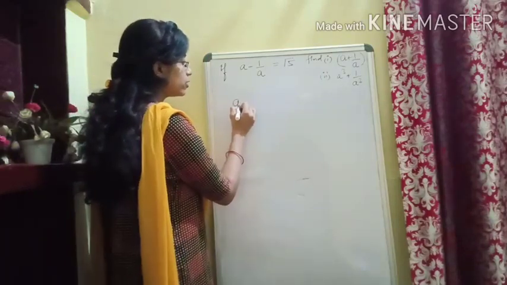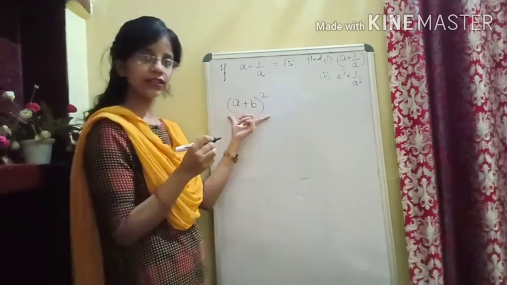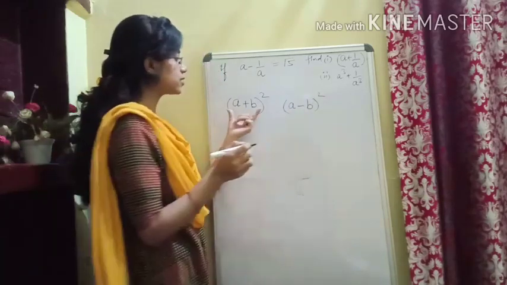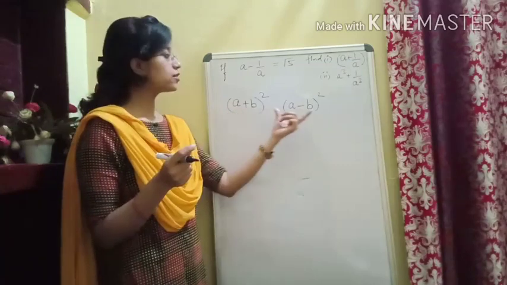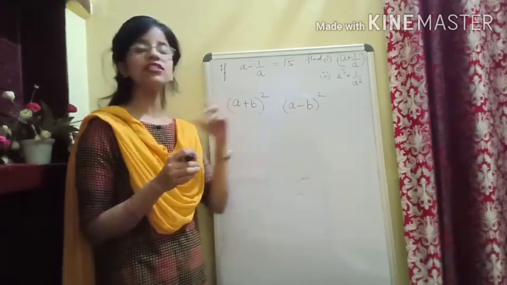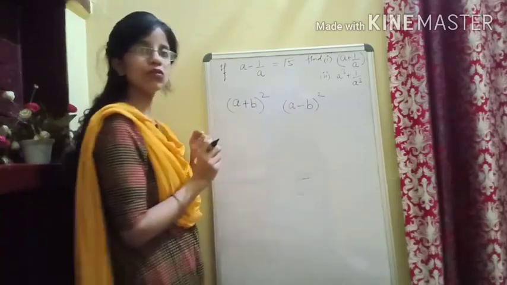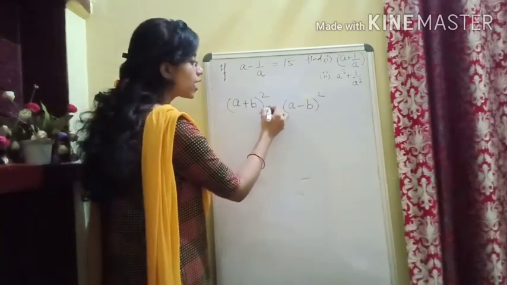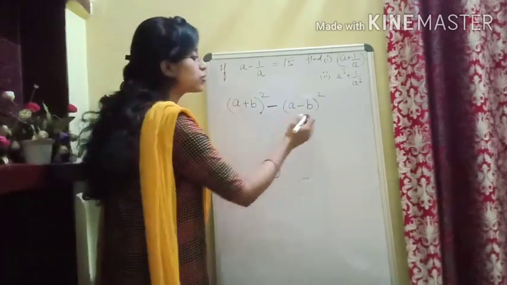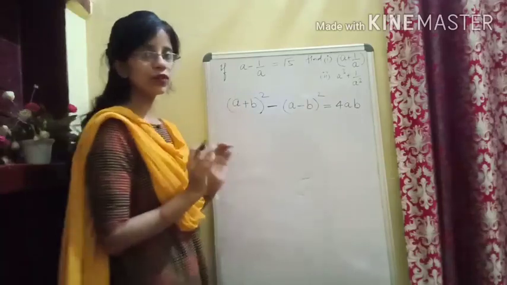Before I solve this question, you know that we have learned the identity a plus b whole square, and also the identity a minus b whole square. This is a square plus b square plus 2ab, and this is a square plus b square minus 2ab. Now we are going to see the relation between the two identities. What if we subtract a minus b whole square from a plus b whole square? When we subtract, it will give you 4ab.